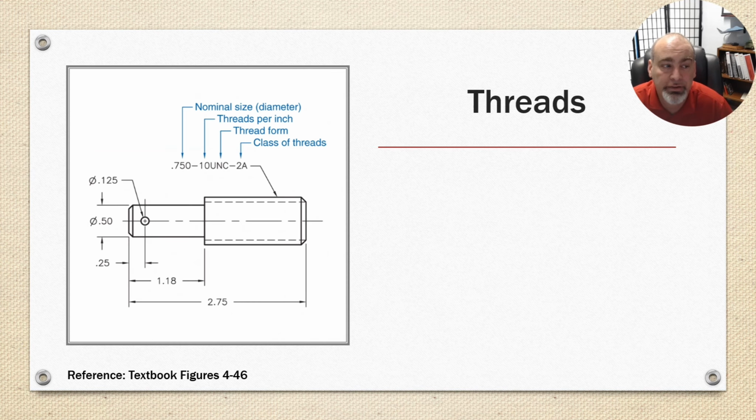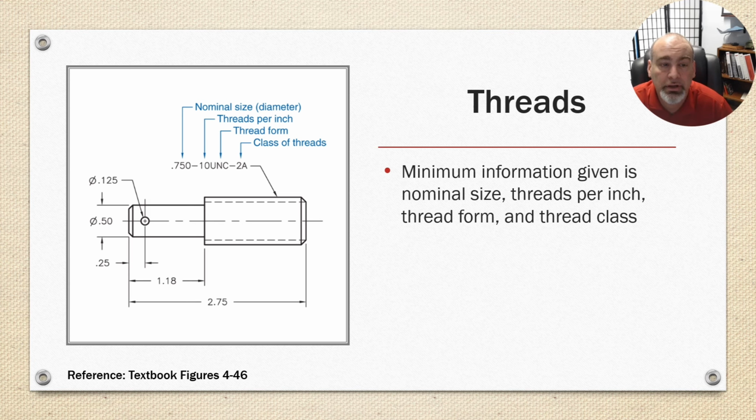Okay, threads. Very common feature for machine parts. Minimum information given is the nominal size, threads per inch, thread form, and thread class. The example on the left is a 750 thousandths, 10 threads per inch UNC with a class 2A thread.